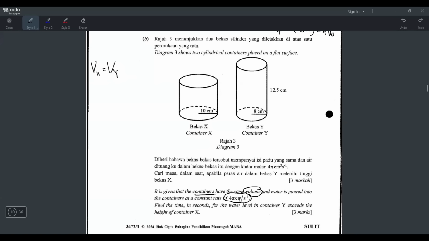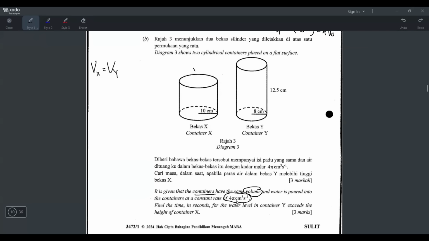Okay, what's the meaning of this? Water is poured into the container at a constant rate of 4 pi cm cube per second. Does that mean they pour water into both containers at the same time? Yeah, I think that's what they meant, right? So let me tell you what's the meaning. They give you the rate of water, but actually it's the rate of volume.